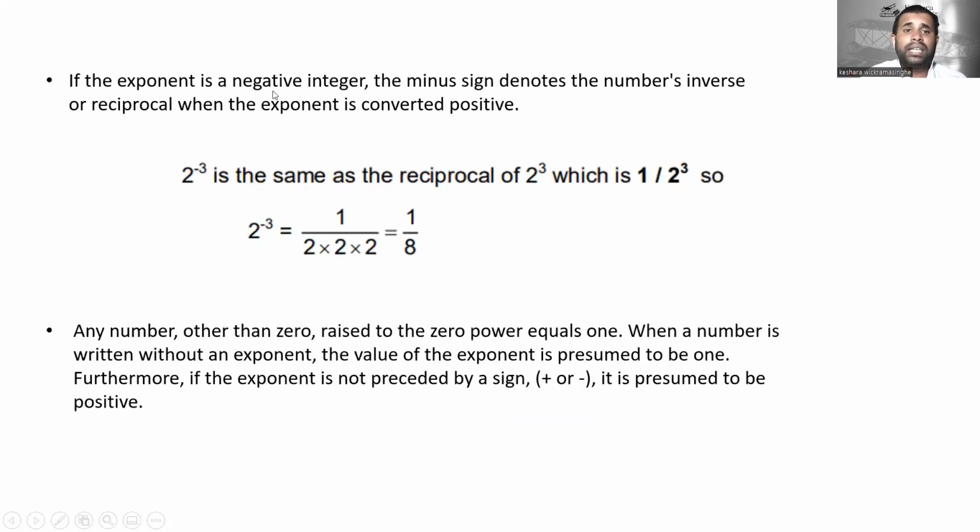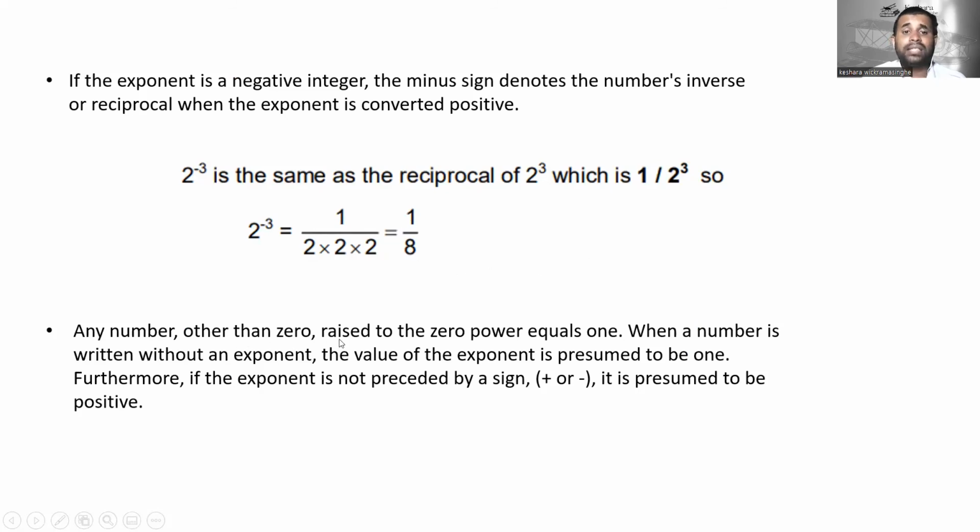If the exponent is a negative integer, the minus sign denotes the number's inverse or reciprocal. So 2 to the power minus 3 is the same as the reciprocal of 2 to the power 3, which is 1 over 2 to the power 3. So 2 to the power minus 3 is a reciprocal, right? So 1 over 2 cubed equals 1 over 8.